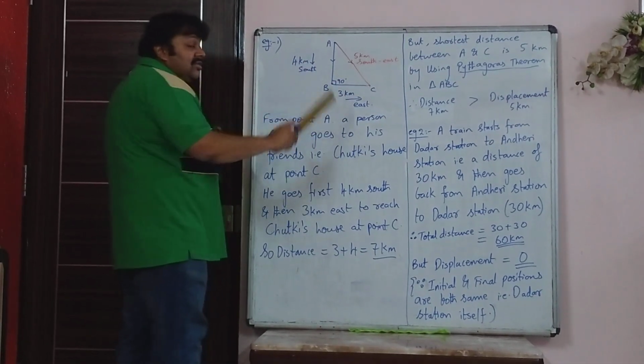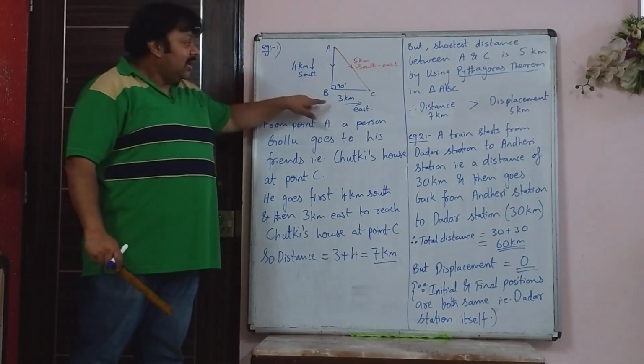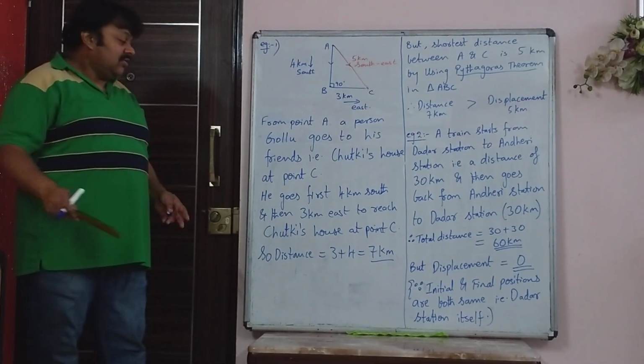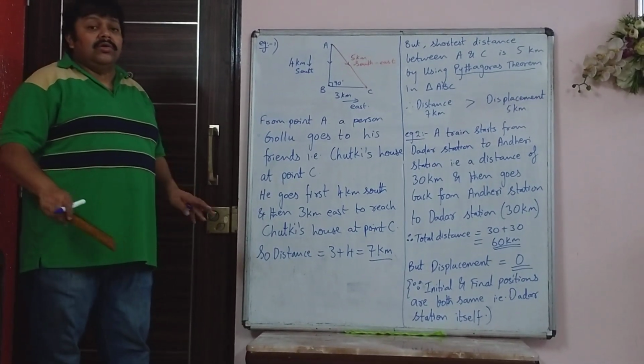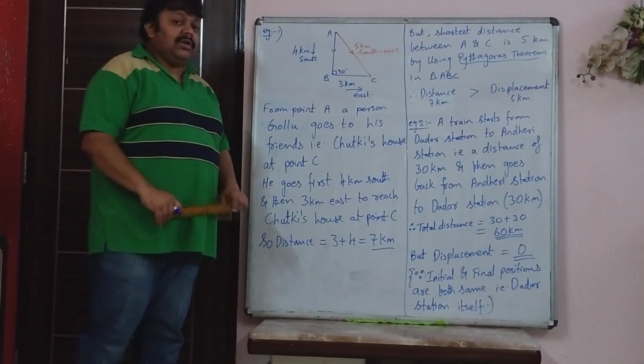7 kilometers. So that is the distance moved by Golu. He has actually travelled 4 and 3. So 7 kilometers is the distance, and when you say distance, you will not write north, east, south, west, nothing. So the distance travelled by Golu is 7 kilometers.